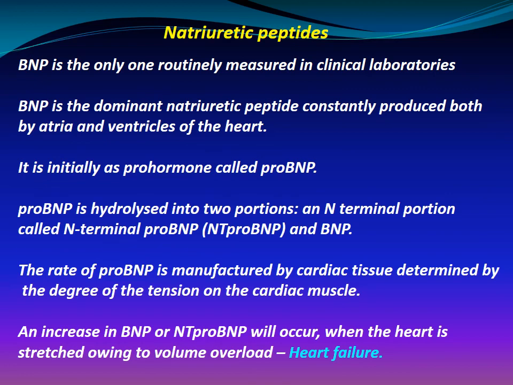BNP is the dominant natriuretic peptide constantly produced by both the atria and ventricles of the heart. It is initially made as a prohormone called pro-BNP. The pro-BNP is hydrolyzed into two portions, an N-terminal portion called N-terminal pro-BNP, NT-proBNP, and BNP. The rate at which pro-BNP is manufactured by cardiac tissue is determined by the degree of tension on the cardiac muscle. An increase in BNP or NT-proBNP will occur when the heart is stretched owing to volume overload or heart failure.